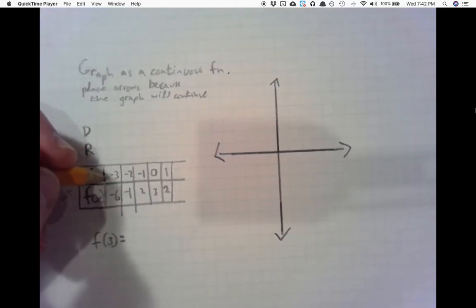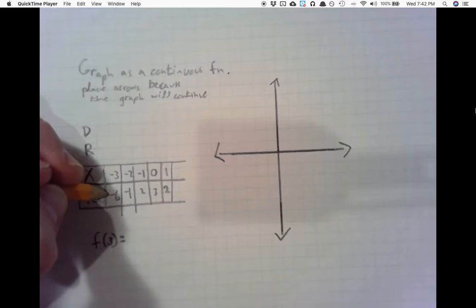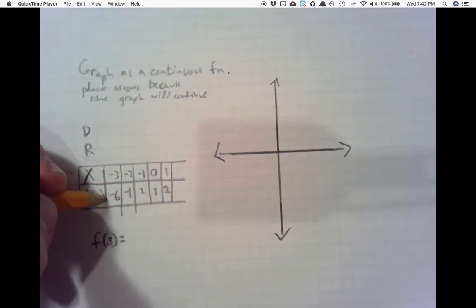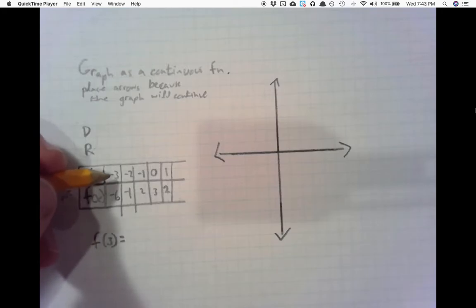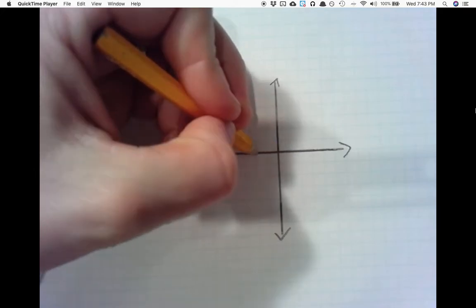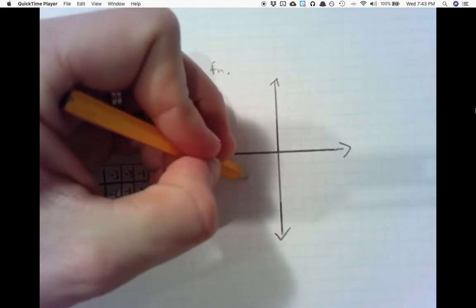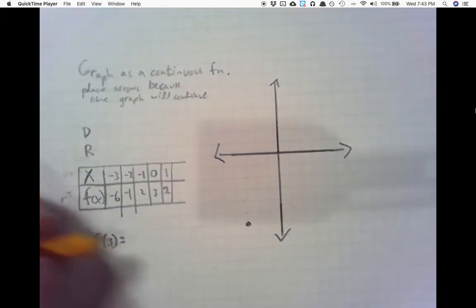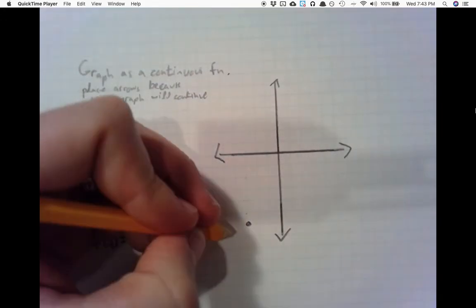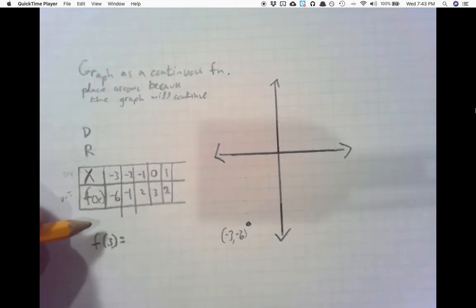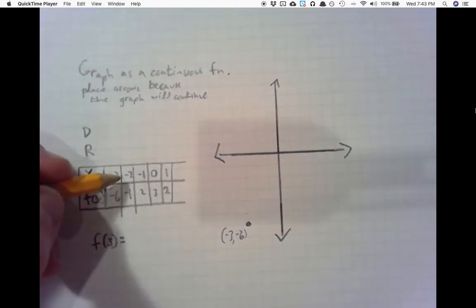So I'm just going to make these into ordered pairs, and I'm going to graph these points onto the graph, right? My input's -3, my output is -6. So this should give me the point (-3, -6). So I'm going to go -3, and then 1, 2, 3, 4, 5, 6 down to -6 in the y because that's my output, f of x. So here's the point (-3, -6), just plotting this set of input-output values.